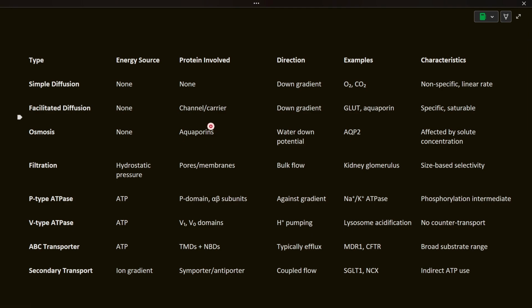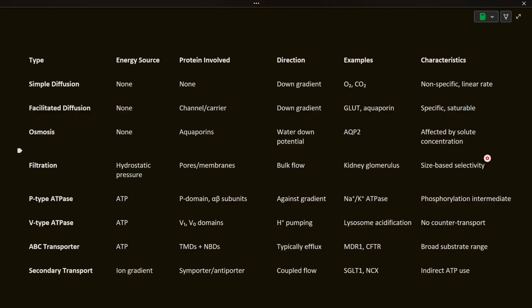So the fourth type is known as filtration, which does not depend on the concentration gradient. It depends on hydrostatic pressure. The pores formed in the membrane give the sieving effect. So this is bulk flow due to the hydrostatic pressure. This is usually seen in the kidney. The glomerulus filters our blood, and this is based on size. For example, small molecules will pass through the membrane and the large proteins are retained.